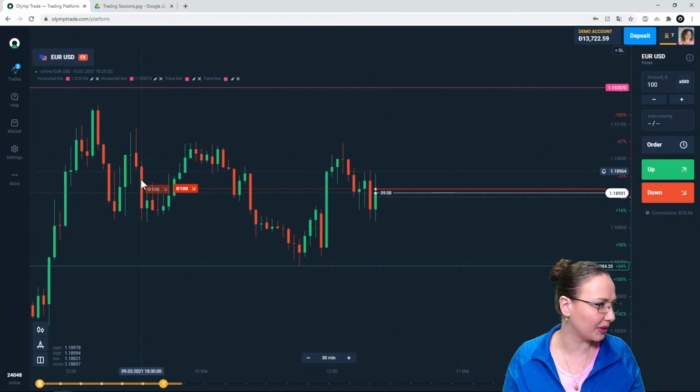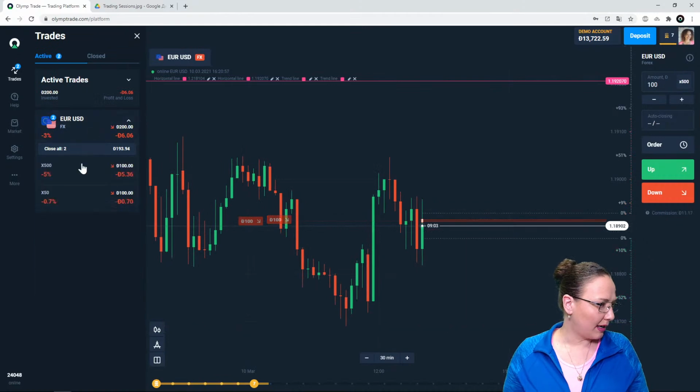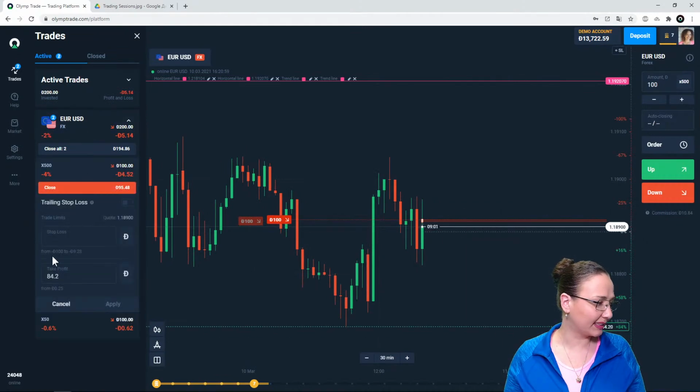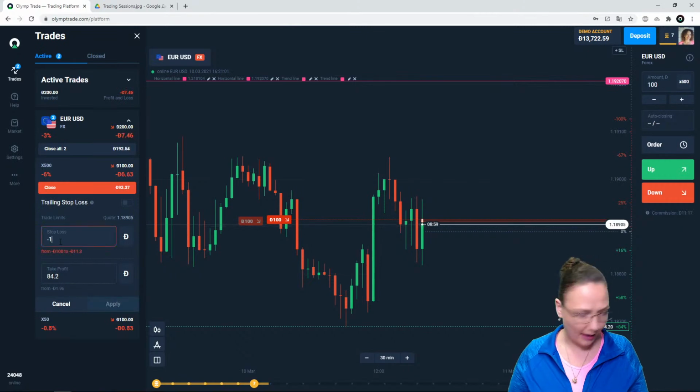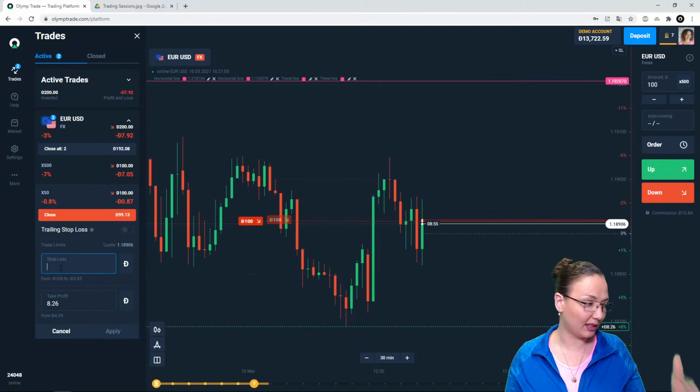Let me go ahead and show you this right now. Okay, so I'm going to set the stop loss at the maximum, minus 100 and minus 100, so that we can see them on the chart.